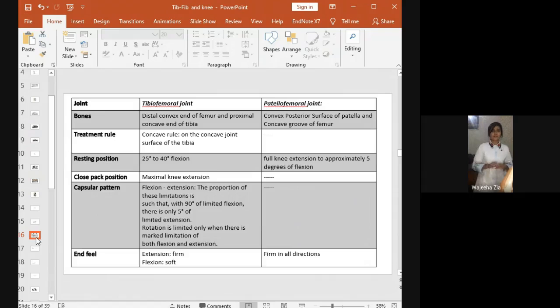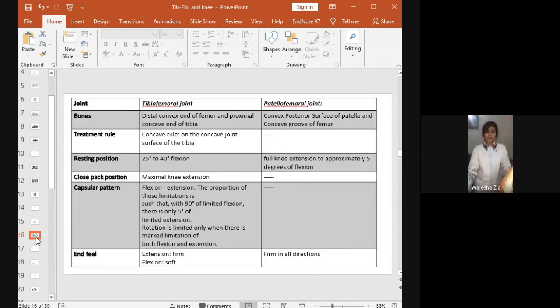The capsular pattern in the tibiofemoral joint is both flexion and extension, a combination of both. But the combination is like 1:14. If the flexion is limited to 90 degrees, then in comparison to the flexion, the extension will be limited only to 5 degrees. So the more restriction will be in the flexion direction, but with every flexion restriction, there will be an addition of extension restriction.